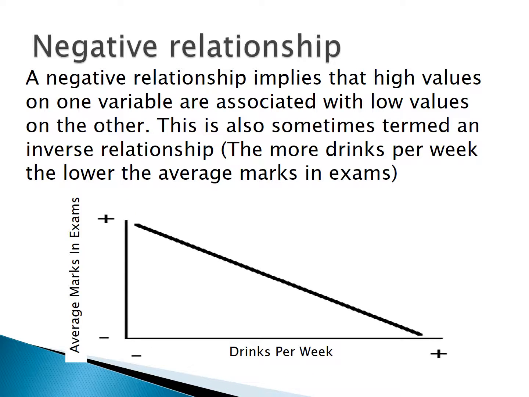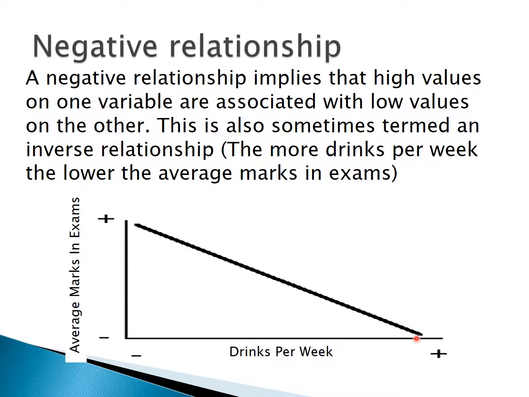A negative correlation, or a negative relationship, implies that high values on one variable are associated with low values on the other. Okay, and this is sometimes referred to as an inverse relationship. The example I'm giving here is the more drinks per week, the lower the average marks in exams. So if this is a student and we're counting up the number of drinks they have per week, what we can say is, this hasn't been scientifically proven, but the more drinks that the person has per week, the lower the average mark in the exam.